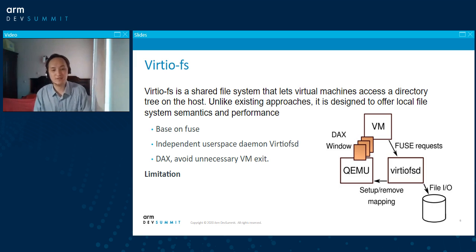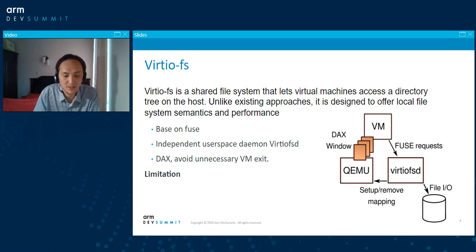Virtio-fs is a shared file system that lets virtual machines access a directory on the host. Unlike the older approaches, it is designed to offer local file system semantics and performance. It is based on FUSE. The FUSE protocol is not based on a network protocol. It means fast performance and better semantic capabilities of process.